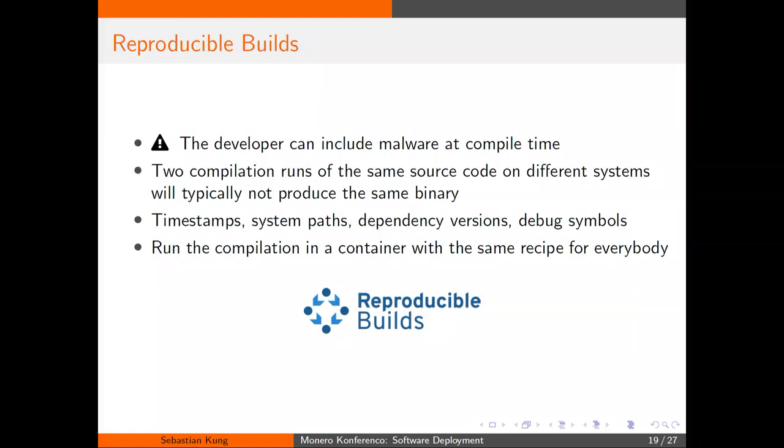Okay, so the developer now has a safe set of libraries that he can compile from. He can deliver updates to users more or less securely. The users can verify that the update was received securely, but the users still have to completely trust the developer that he actually compiled the software correctly. So when a developer does a release, he can include malware at compile time, either willingly or unwillingly by someone having compromised his system.